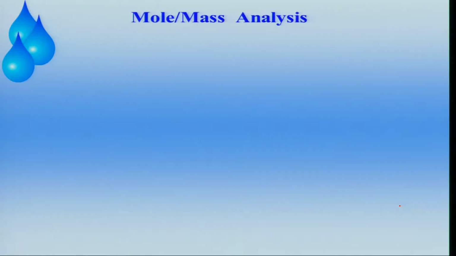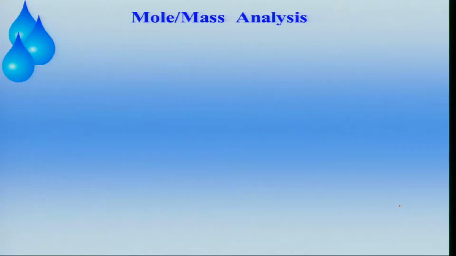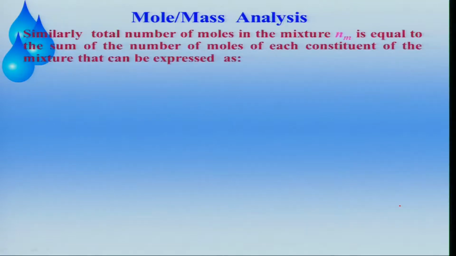So, similarly, we will be looking at moles also. Let us consider a container which contains a certain amount of gas mixture, and let us say Na moles, Nb moles and Nc moles, like that. Then we can look at the total number of moles in the mixture, Nm, which is equal to the sum of the number of moles of each constituent of the mixture. That can be expressed mathematically as Nm is equal to Na plus Nb plus Nc up to Nn, and I can write this as summation of Ni, where i is equal to 1 to n.